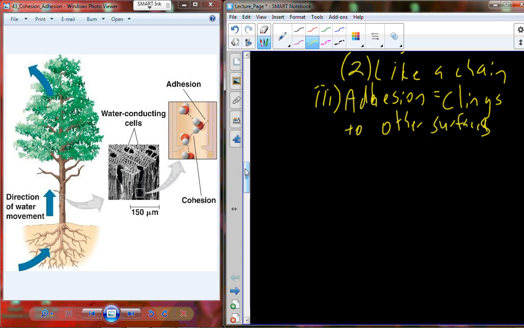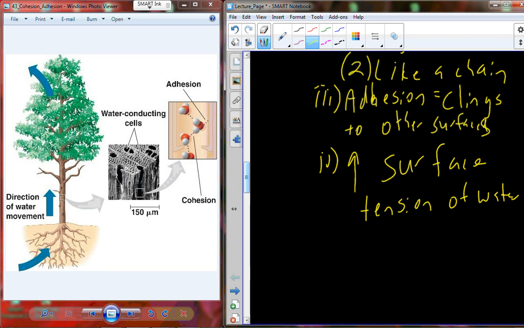Same thing with the water in the bloodstream coming up from the toes to the heart. It's holding on to the side of the vessels, and that facilitates its movement in part back towards the heart as well. In addition to adhesion and cohesion, because water holds together, it can create a surface with tension.